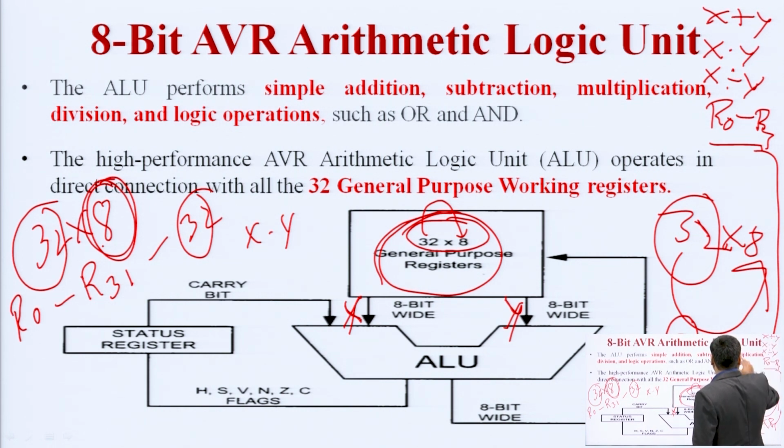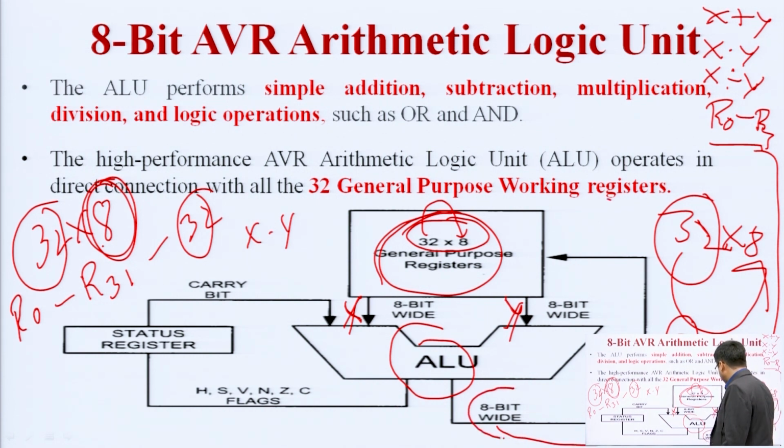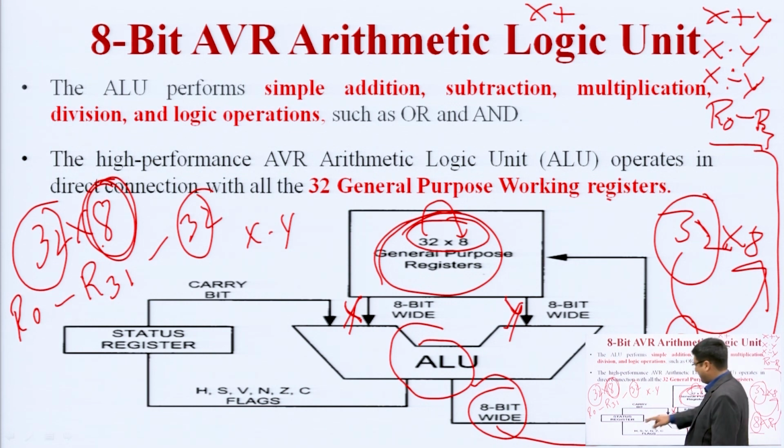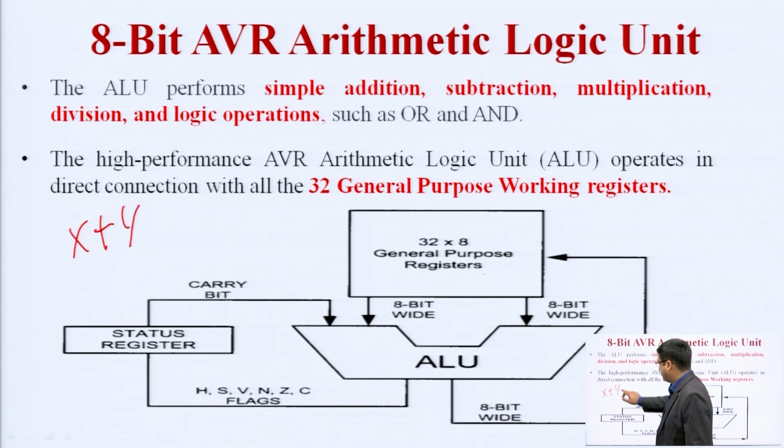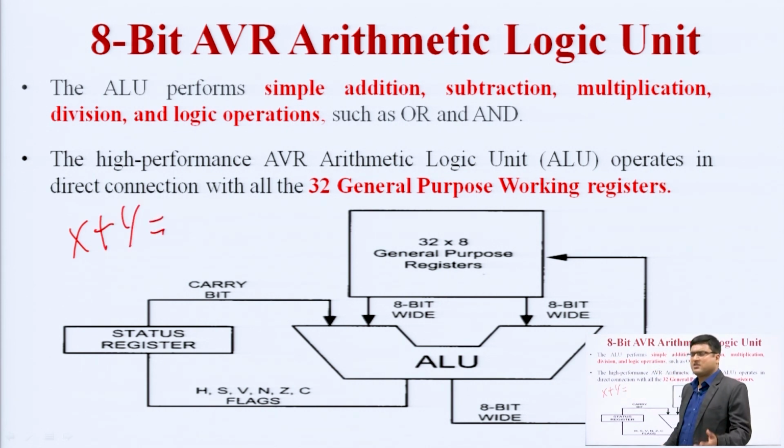So all the operations are carried out in the ALU unit. When the ALU does some operations, there is a result, and the result is further provided to an 8-bit unit. This is 8 bits wide, and when we are doing operations, some carry may be generated. For example, if we are doing an arithmetic operation, addition x plus y, there is a chance that some carry is generated.